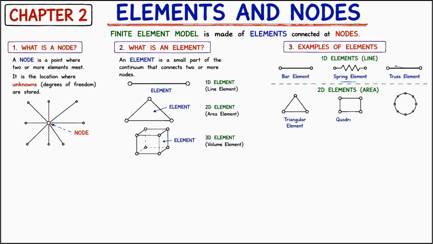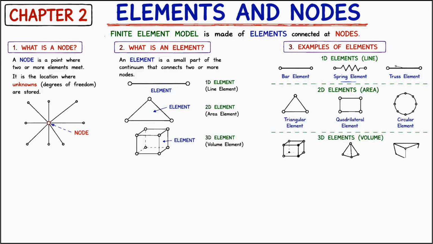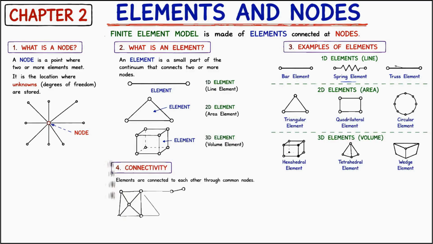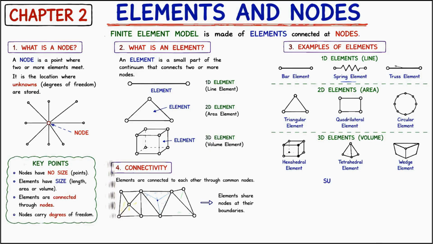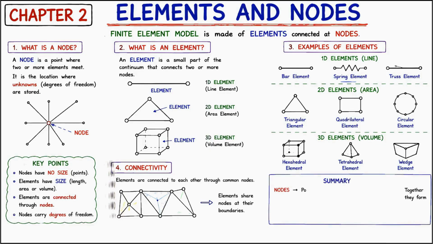The poster also shows some common element shapes, including bar elements, spring elements, triangular elements, quadrilateral elements, tetrahedral elements, and hexahedral elements. The choice of element depends on the geometry of the structure and the type of engineering problem being solved. Finally, notice the colored mesh shown at the bottom. Although the elements are separate, they are connected through common nodes. This connection is called element connectivity. Connectivity allows all individual element equations to be assembled into one global system of equations, representing the entire structure.